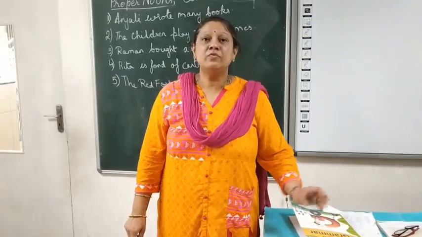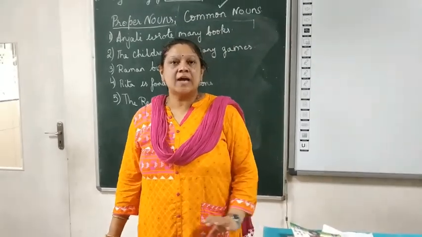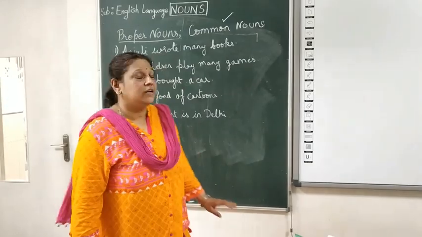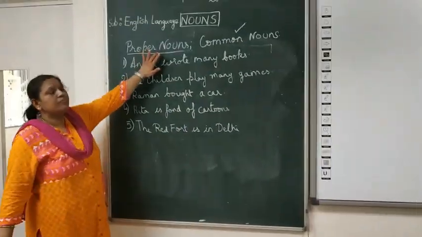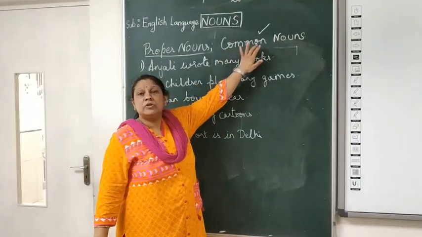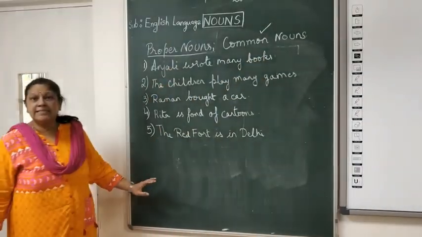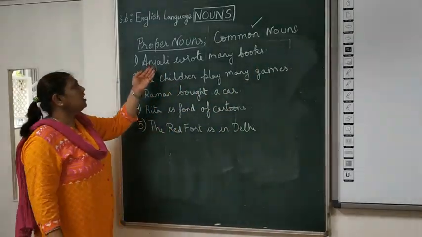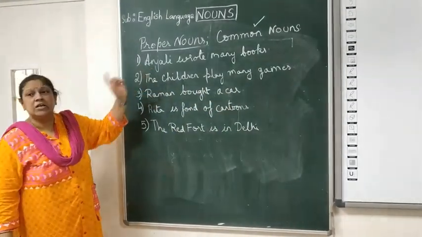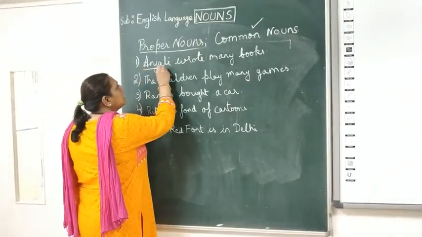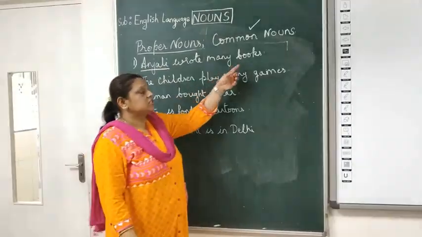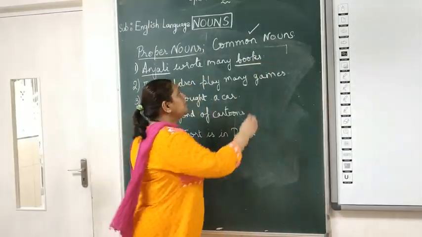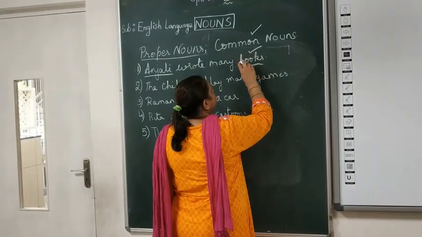Now I'll give you a few examples for proper nouns and common nouns, and we are going to try to solve these examples. Now, we are going to underline the proper nouns and put a tick to the common nouns in the following examples. Anjali wrote many books. So now Anjali is the name of a person. It is a proper noun. We are going to underline this. And books can be any book. So it's a common noun. We are going to put a tick to it.